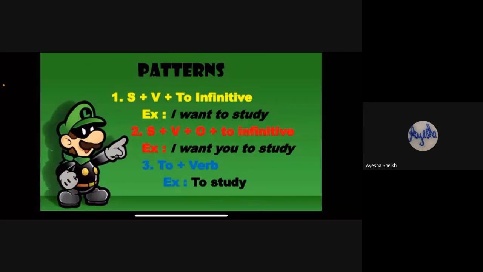So here you can see three patterns are there. In the first pattern, S plus V means subject plus verb and then to infinitive. I want, that is subject and verb, and to study, that is to infinitive. Then SVO, subject verb object. I want you. Then to infinitive, to study. Then in number three, directly to plus verb is given, to study. So these are the patterns, but everywhere you see to infinitive is there. To plus verb is common everywhere.